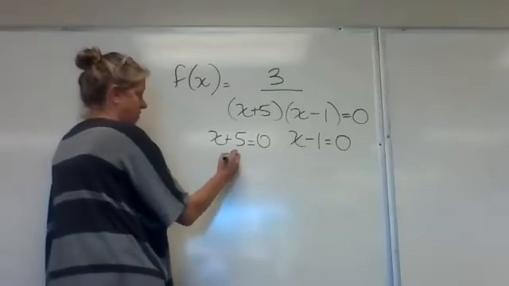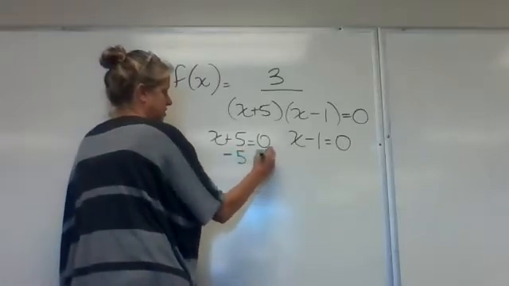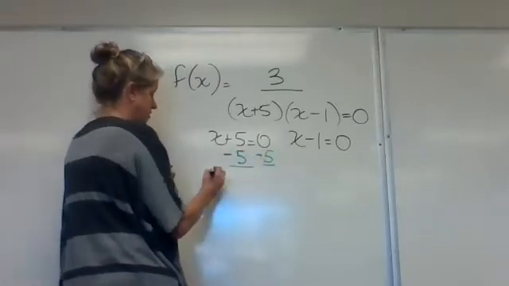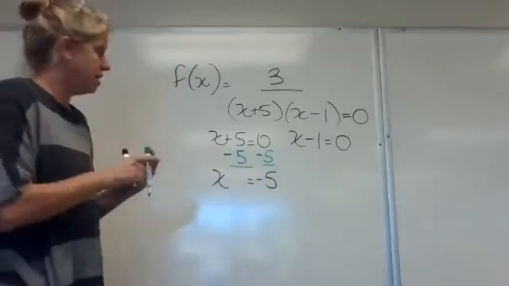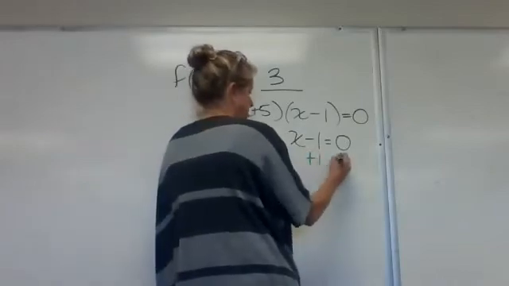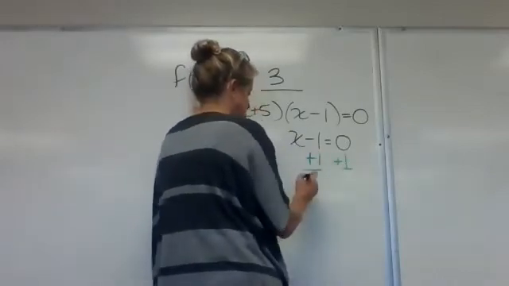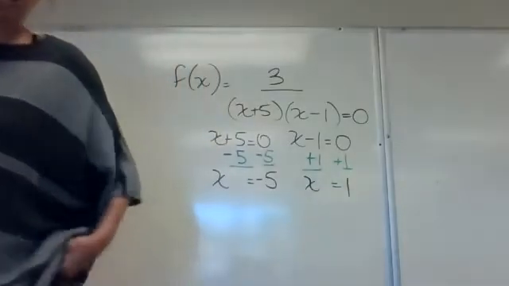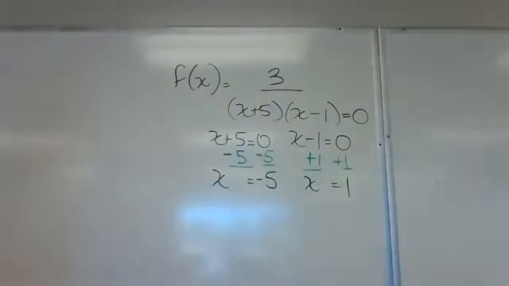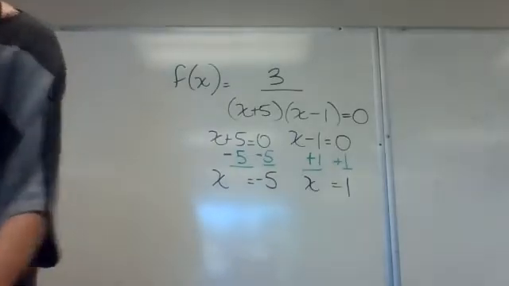So here I'd have to subtract 5 from both sides. So x equals -5. And here add 1 to both sides. So x equals 1. So those are your two vertical asymptotes: x equals -5 and x equals +1.